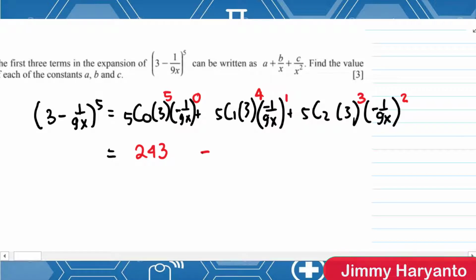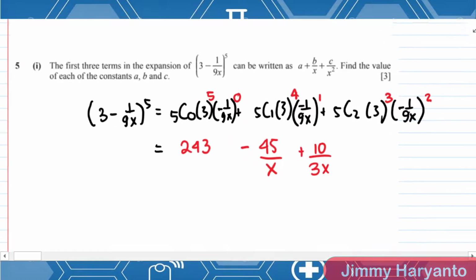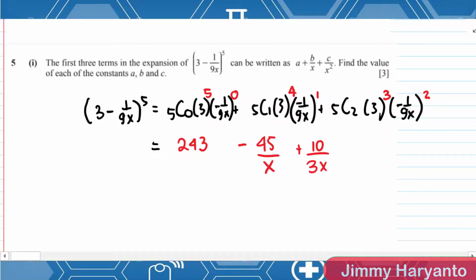3 to the power of 4 times negative 1 over 9 will be negative 45 over x. And then the last one will be plus 5C2 times 27 divided by 81, which is 10 over 3x. There you go. This is the expansion of the binomial.